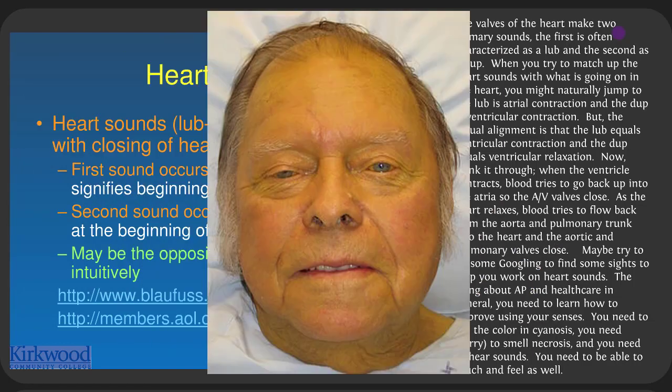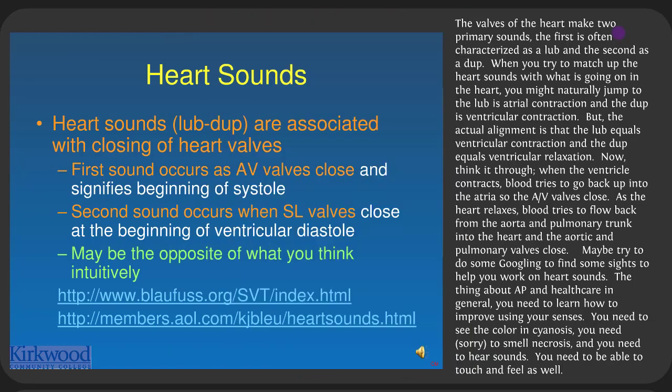You need to see the yellow in the skin. You need to smell things like necrosis, or maybe even if someone's in ketoacidosis, you'll smell acetone on their breath. Or if someone's breaking down too much protein, they might smell like ammonia. So you need to be able to touch and feel, see, and smell in A&P and in healthcare.